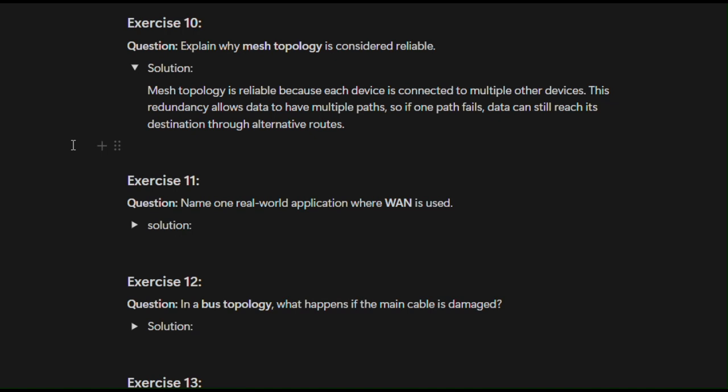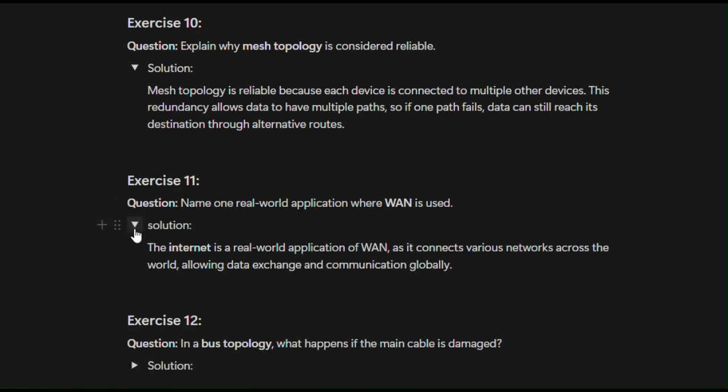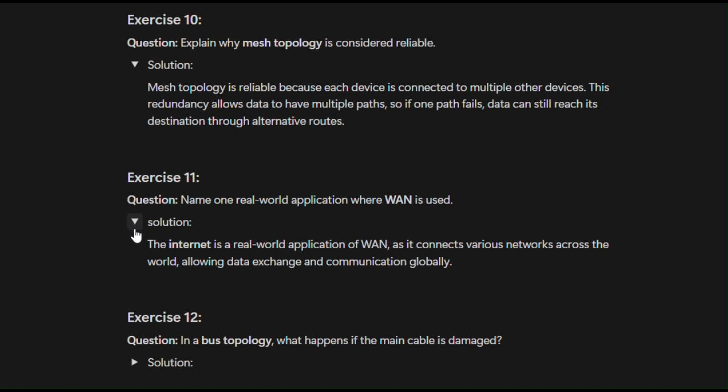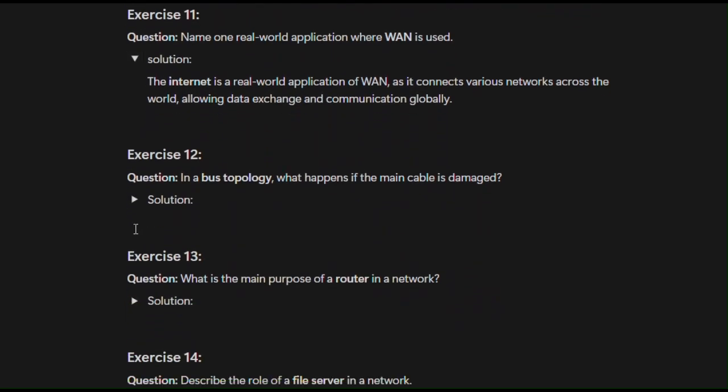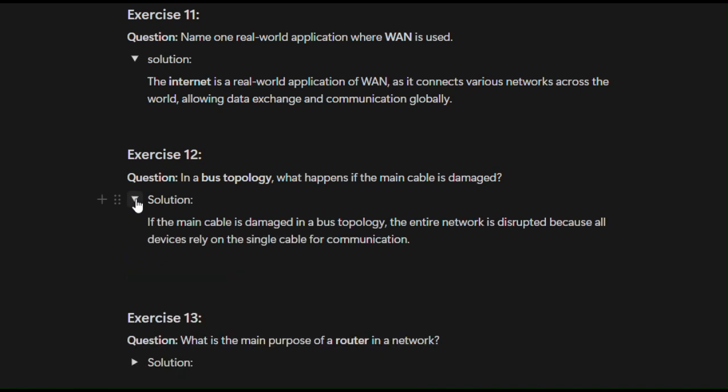Exercise 11. Name one real-world application where WAN is used. The internet is a real-world application of WAN as it connects various networks across the world, allowing data exchange and communication globally. Exercise 12. In a bus topology, what happens if the main cable is damaged? The entire network is disrupted because all devices rely on this single cable for communication. This is what happens if the main cable is damaged in the bus topology.